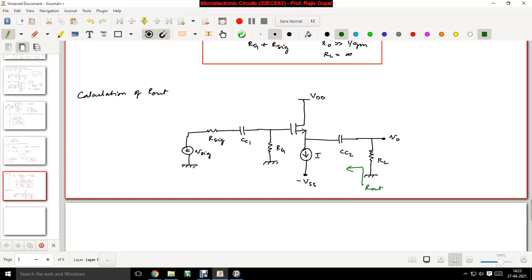I have to short it, so I will remove V signal and replace that with ground. I'm shorting it basically. Obviously, if I consider the small signal model, then you will not have CC1, CC2. I have to remove those also. So this is gone, and the current source is open circuited, so this is gone. This entire thing is gone. So connection like this, connection like this.